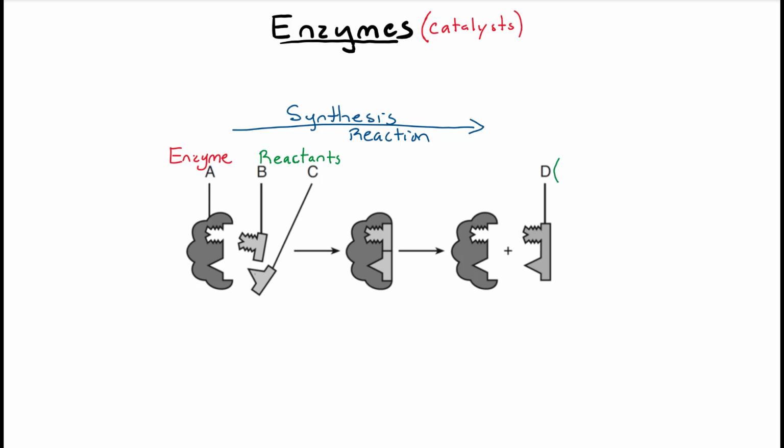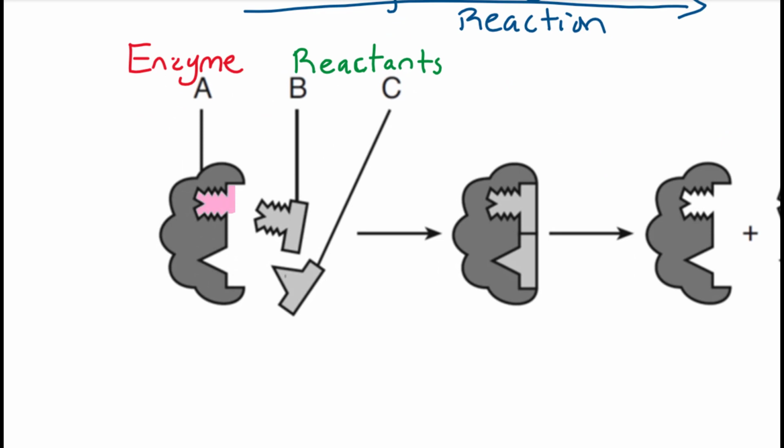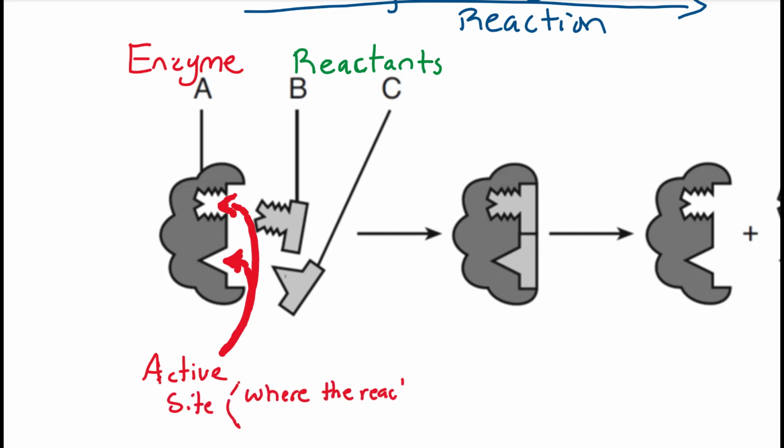B and C are the reactants, the things that will go into the reaction, and D is the product, the thing that's produced. The reactants will enter the enzyme in this area. This area where the action happens is known as the active site. This is where the reactants are either broken down or put together.